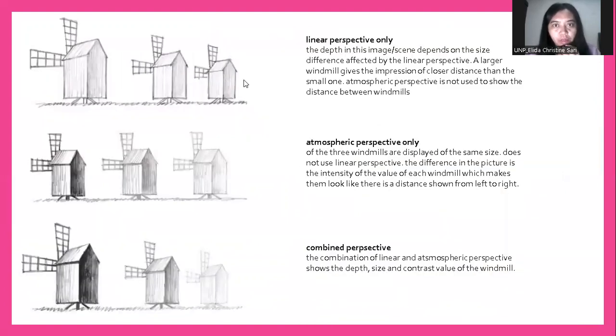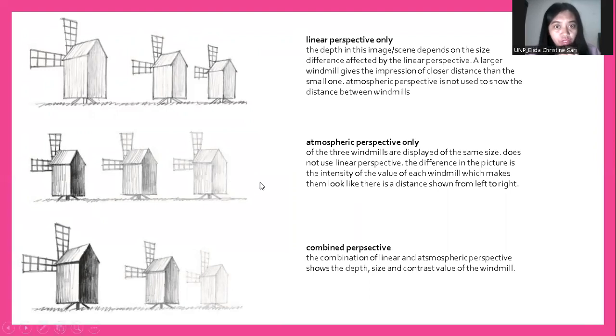The first one is about linear perspective only. The depth in the image depends on the size difference expected by linear perspective. Large mountains give the impression of closer distance than small ones. Atmospheric perspective is not used to show the distance between the mountains.